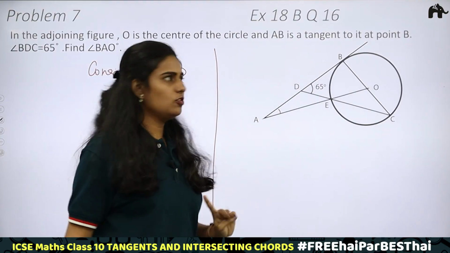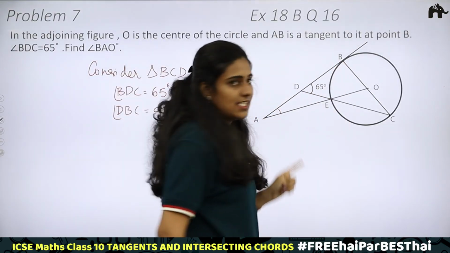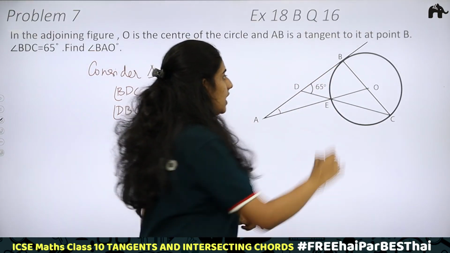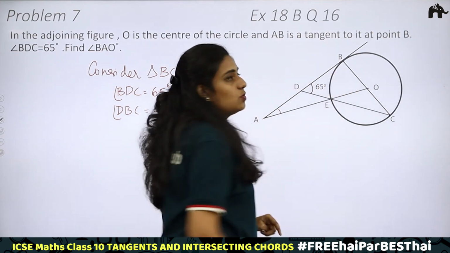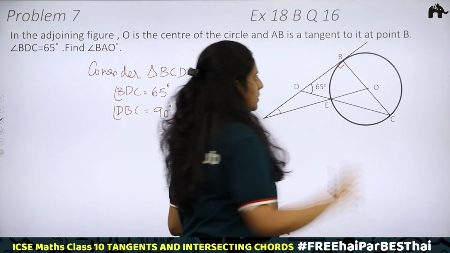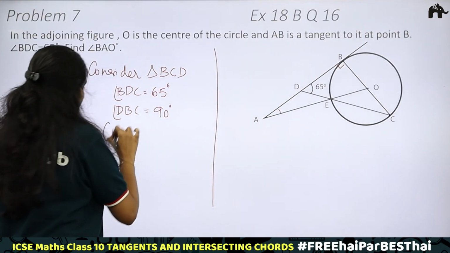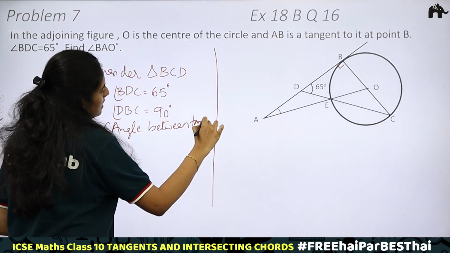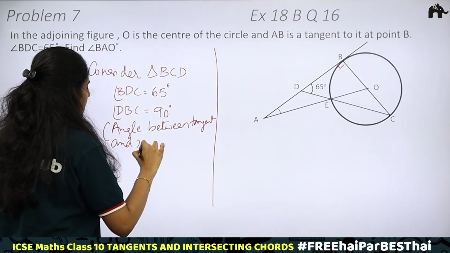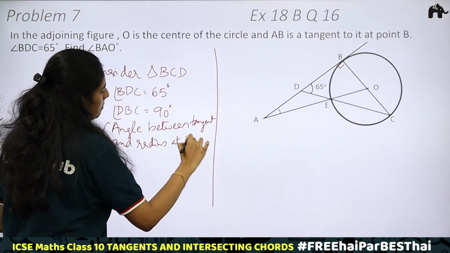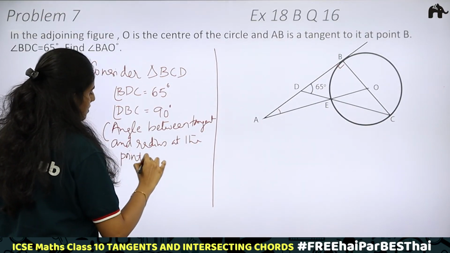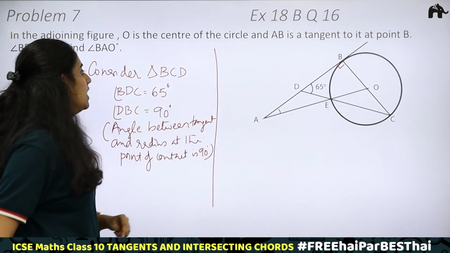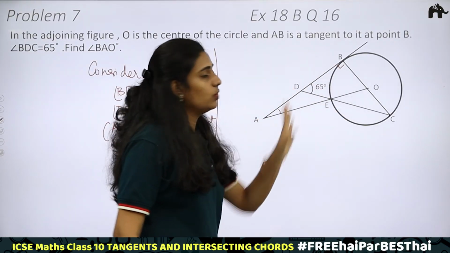DBC is 90 degrees. What is the reason? DB is the tangent. O is the center of the circle. OB is the radius of the circle. Therefore, the angle between radius and tangent will be equal to 90 degrees. Clear? The angle between tangent and radius at the point of contact is 90 degrees. Therefore, we have DBC equal to 90 degrees.